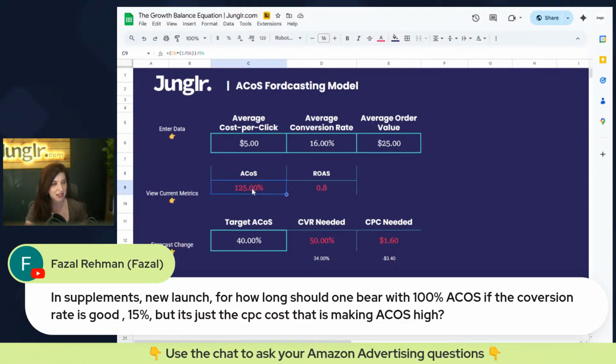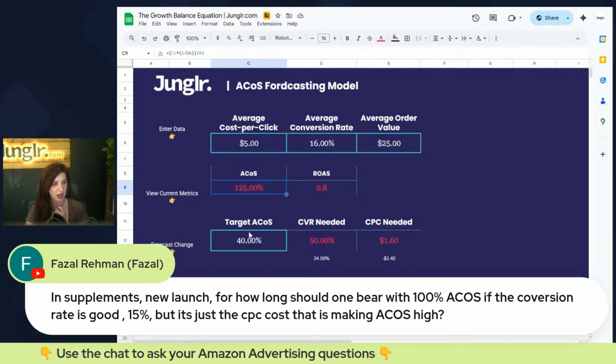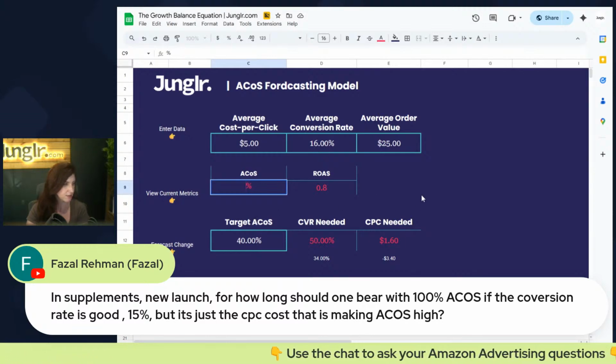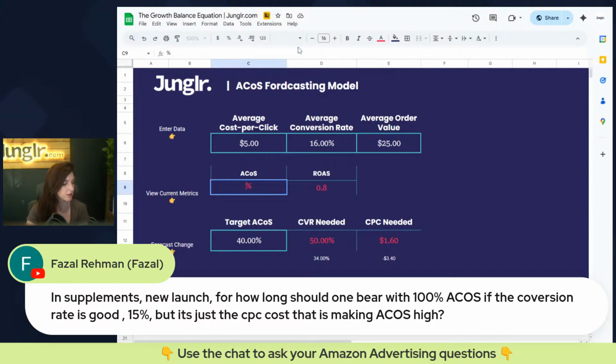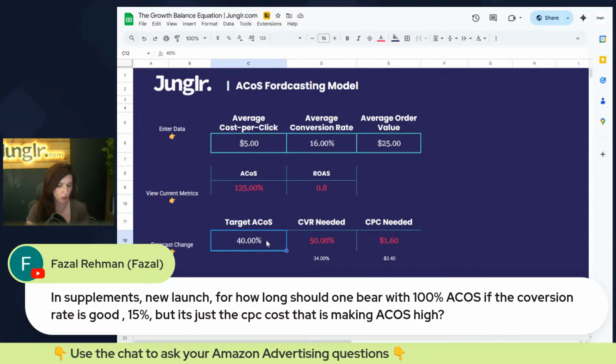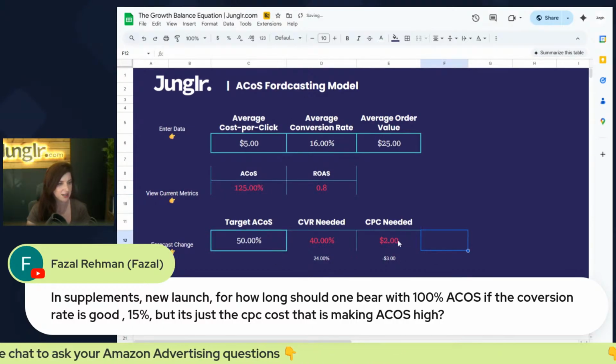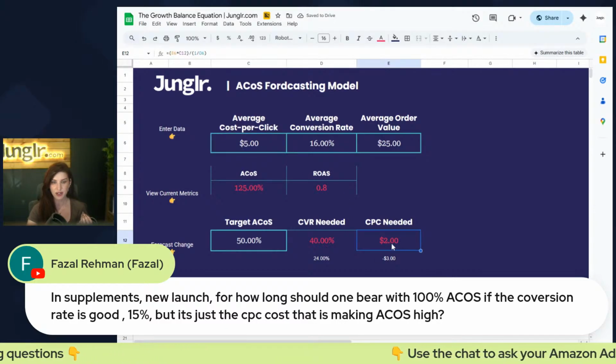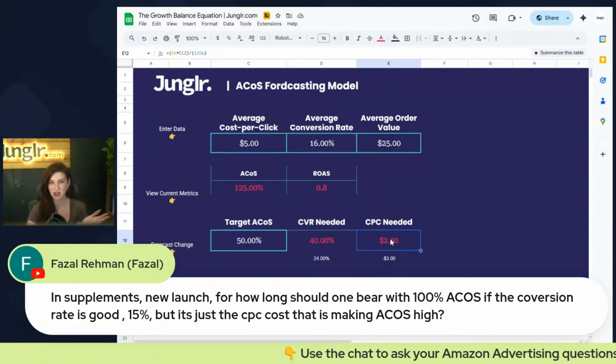So let's say in this case I wanted to target a 50% ACoS. That means I have to decrease my CPC from $5 to $2, which sometimes is just not competitive.